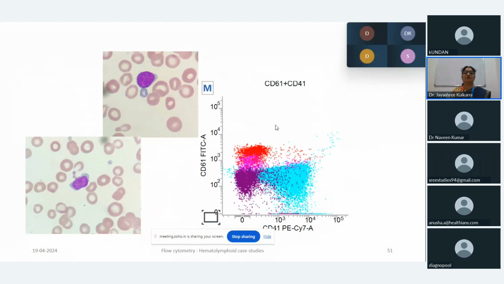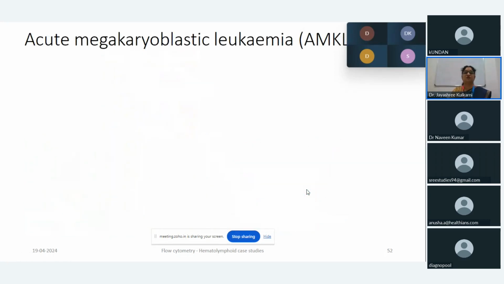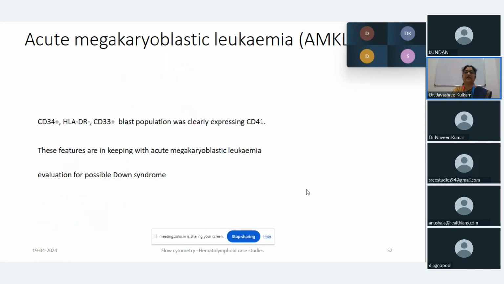We went back to our morphology. And what did morphology show? Can you see? There are these platelets coming out of the surface of this cytoplasm. You can see one large platelet here. This gave us a clue. Are we looking at megakaryocytic blasts? Megakaryoblasts. So we ran CD41 and CD61, and CD41 was positive. I told you megakaryocytes are positive for CD41. So this was our case of AMKL, that is acute megakaryoblastic leukemia.